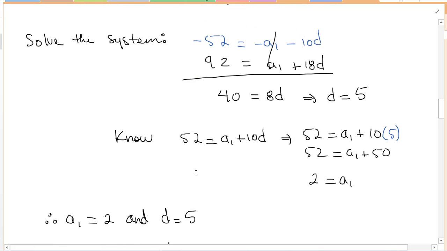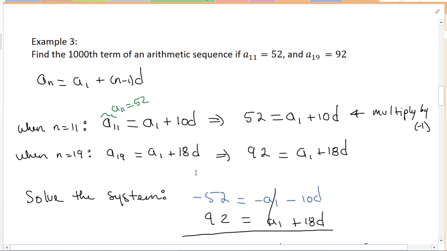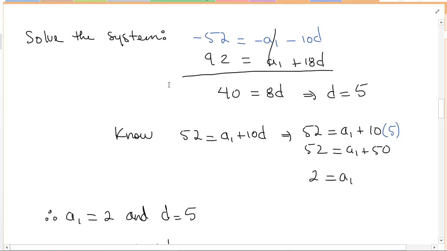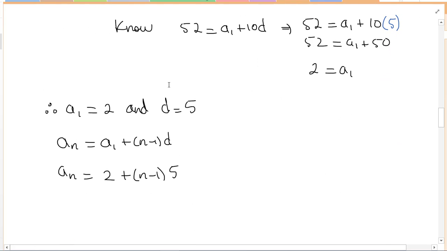Now keep in mind, what were we trying to find? The question said to find the 1000th term. So when n is 1000. It wasn't asking us to find the nth term, even though we did, but we need that to be able to find the 1000th term. So let n equal 1000.